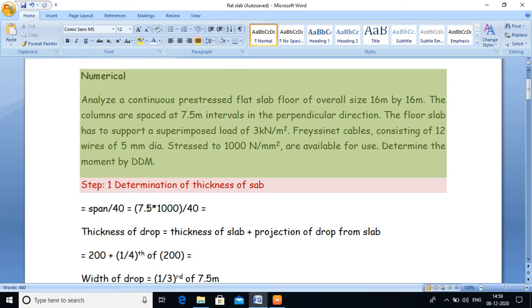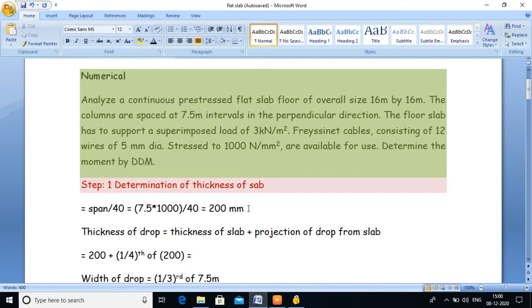Here we use the empirical formula span divided by 40. The span is square in shape, with center to center distance of 7.5 meter interval. So the span for one single panel is 7.5 meter. Here I have converted that meter to mm by multiplying by 1000. So when we do the calculation, 7.5 into 1000 divided by 40, we will get the thickness in mm, that is 200 mm.